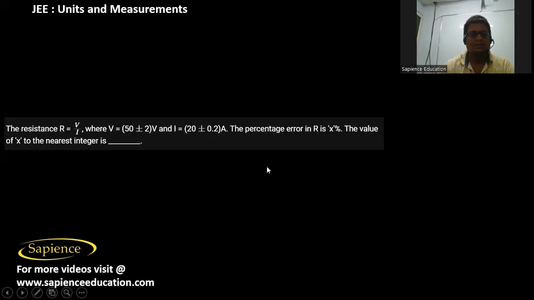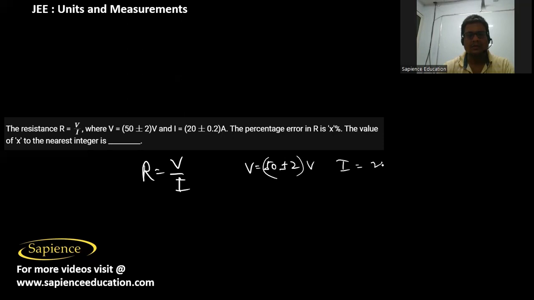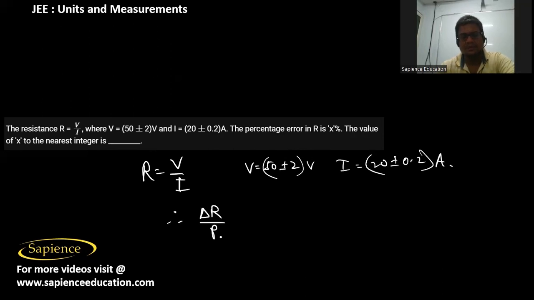Then here it is told the resistance R equals V by I. So V is given as 50 plus minus 2 volt, and I is equal to 20 plus or minus 0.2 ampere. So the percentage error in R is x%. The value of x to the nearest integer is. So therefore delta R by R into 100%, which is the percentage error in the measurement of the resistance R, is equal to x, which we have to find out.